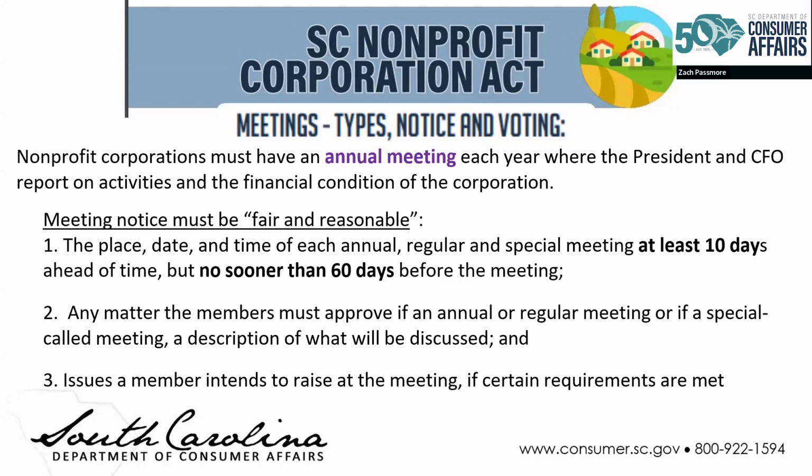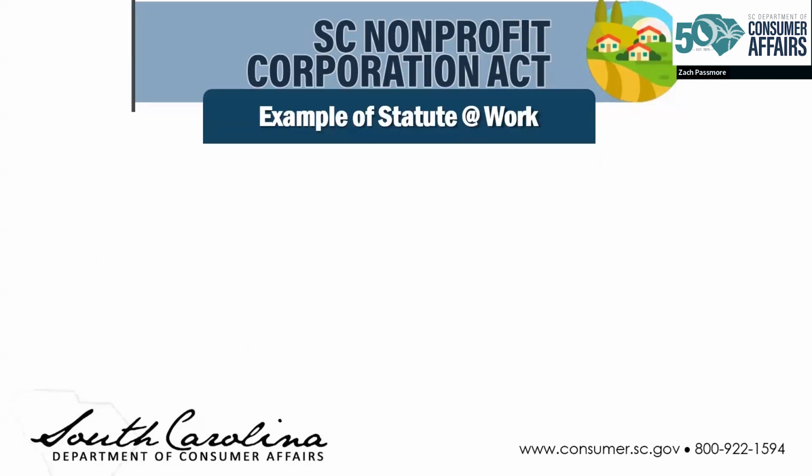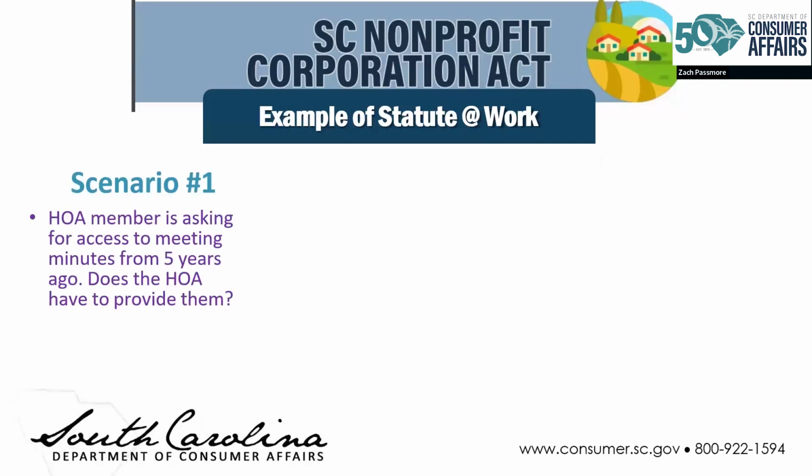The meeting notice given to homeowners must be, under the statute, fair and reasonable. So if the nonprofit corporation notifies members in the following ways, the notice would be considered fair and reasonable. Under these requirements, meeting notice must have the place, date, and time of each annual, regular, and special meeting at least 10 days ahead of time, but no sooner than 60 days before the meeting. And the meeting notice must include any matter that members must approve if it's an annual or regular meeting, or if it is a specially called meeting, a description of what will be discussed. And the notice must include any issues a member intends to raise at the meeting, if certain requirements are met.